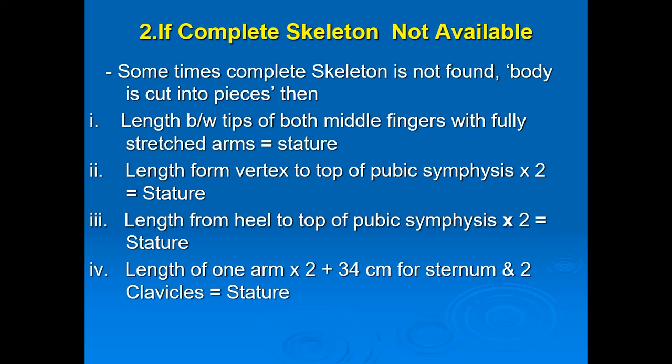Number 4 situation or scenario or formula. If you have one arm and you have the sternum and clavicles, then stature will be length of one arm multiplied by 2 plus 34 centimeter. Add 34 centimeter for the sternum and 2 clavicles. So that will give you the stature of that person.